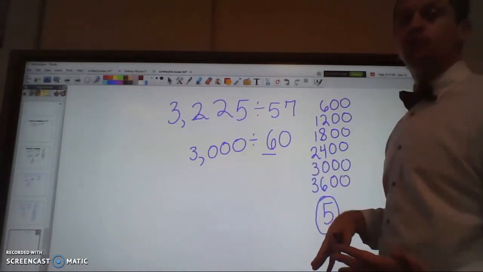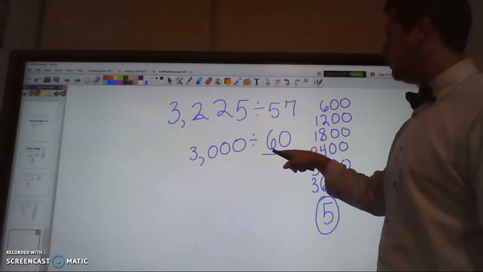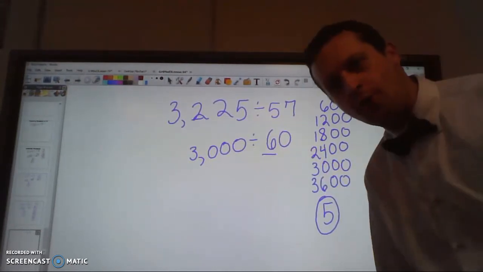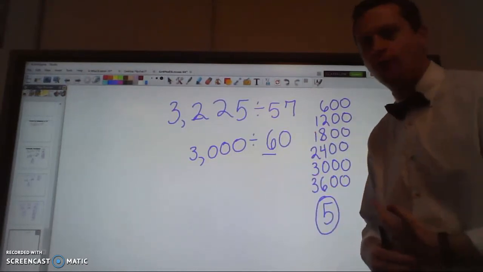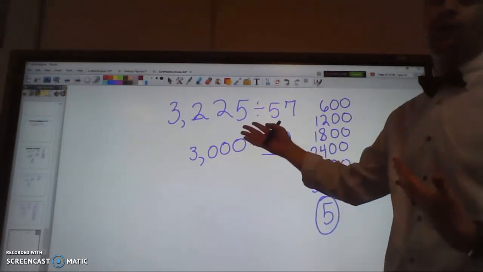Now, I'm going to do the shortcut way, where we look at our divisor. Sorry for the phone call interruption. We are now back to the regular scheduled program of dividing by, or estimating and dividing.